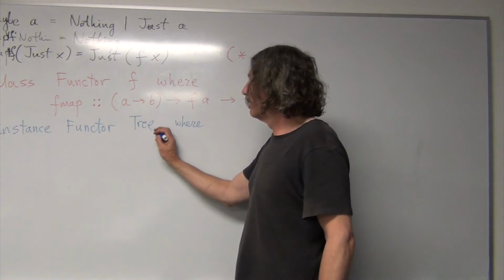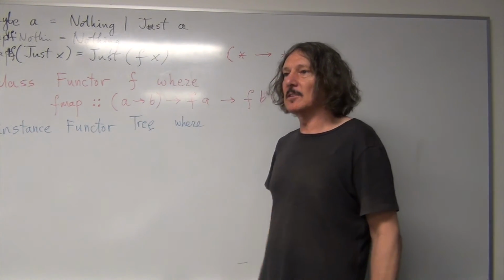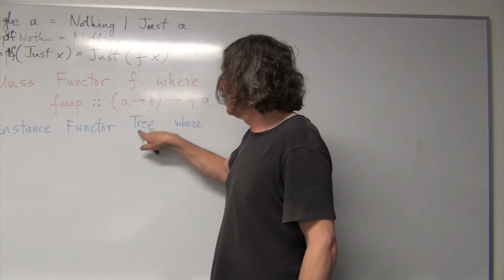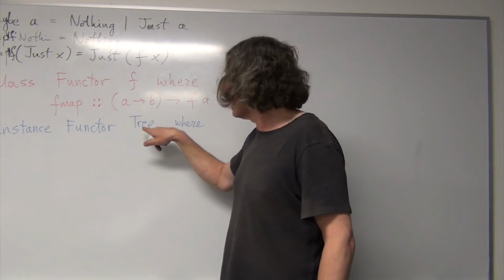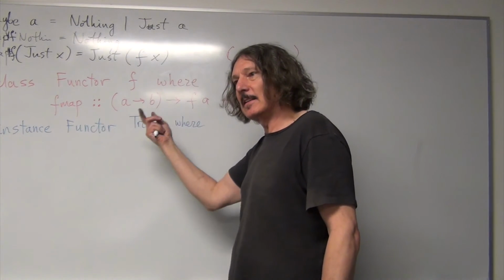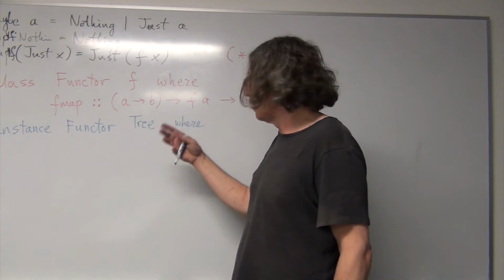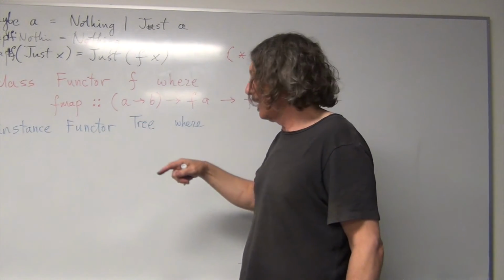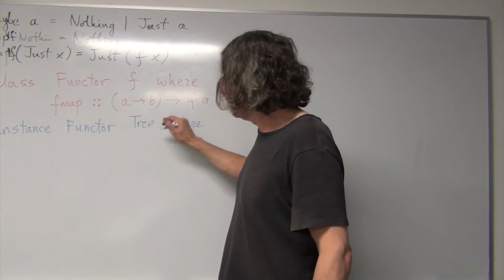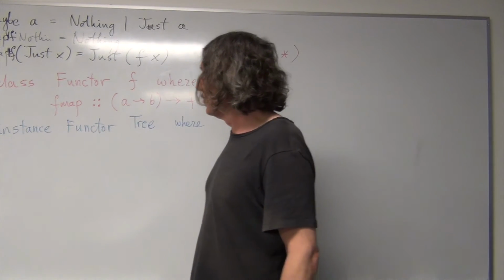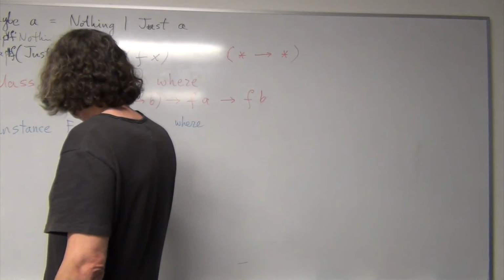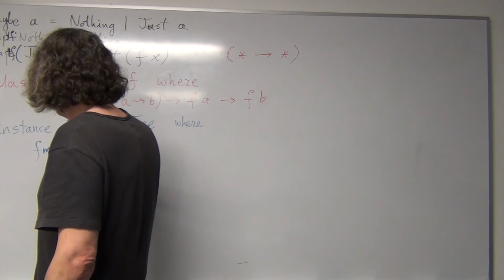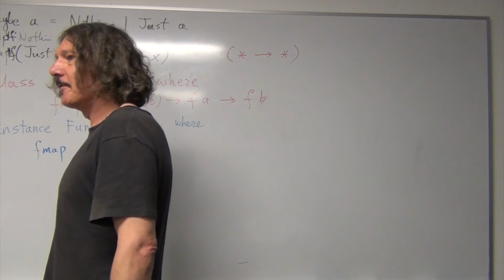And notice, I said Tree. I didn't say Tree of A. Why? Because I'm supposed to provide a type constructor that requires a type as an argument to produce a type. Tree itself is a type constructor. Okay? So I'm showing that Tree is a functor. And to show this, I have to say what fmap is. I have to define fmap.